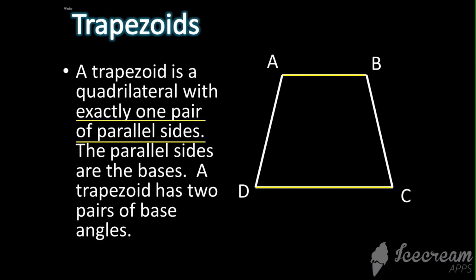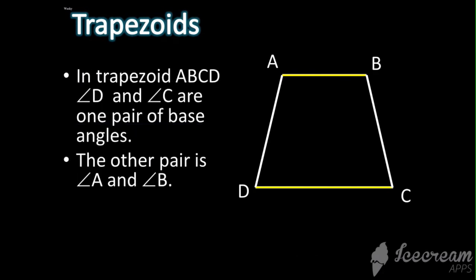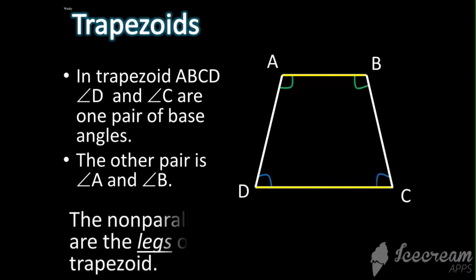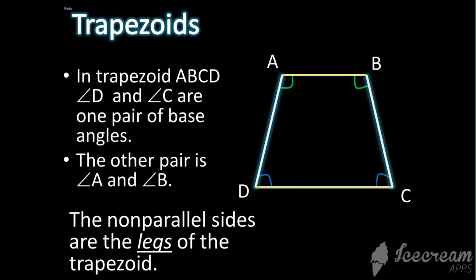ABCD is a trapezoid with AB parallel to DC. Side AB is parallel to DC. In trapezoid ABCD, angle D and angle C are one pair of base angles. The other pair is angle A and angle B. The non-parallel sides are the legs of the trapezoid. AD and BC are the legs of the trapezoid.